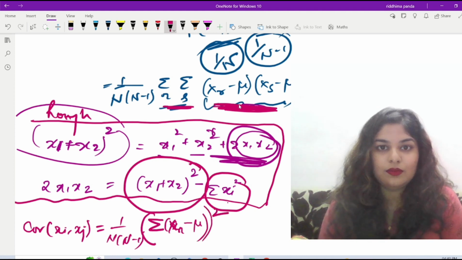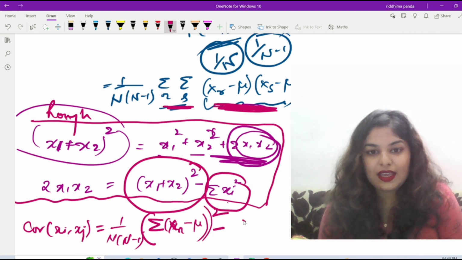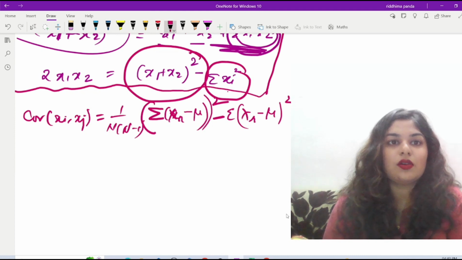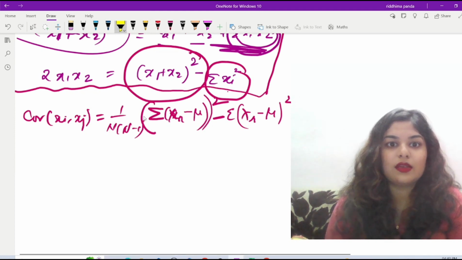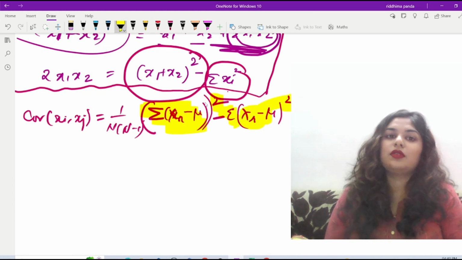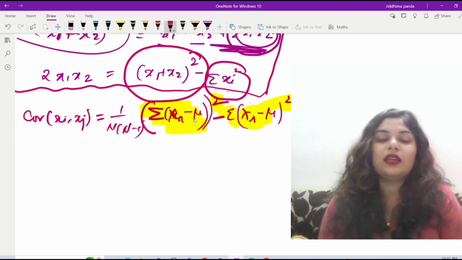Summation and the square term minus xr minus mu square is summation. So the first term is a whole square summation, whole summation. See, summation and whole square, and this one is square summation. Okay, so we have used this formula. So now what can we write down here? Now xr minus mu whole square.